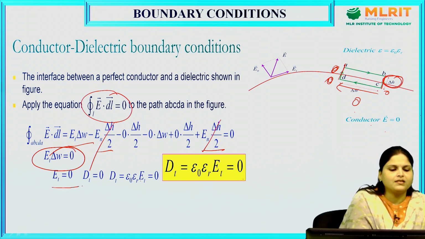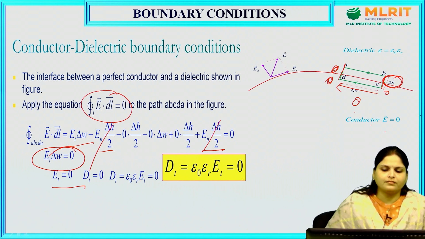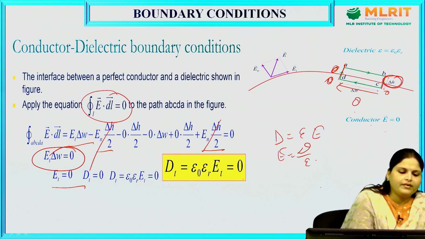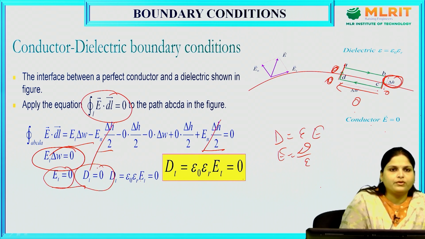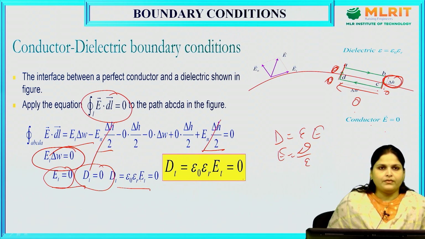is equal to 0, which can be written as Et is equal to 0. And E can be written, as we know D is equal to epsilon E, so E can be written as D by epsilon. Or directly we can write, if Et is equal to 0, Dt will also be equal to 0, or we can write epsilon naught epsilon r Et is equal to 0. This is the first case.